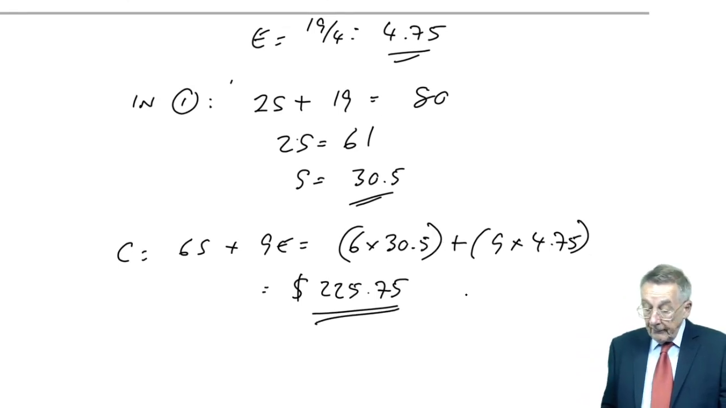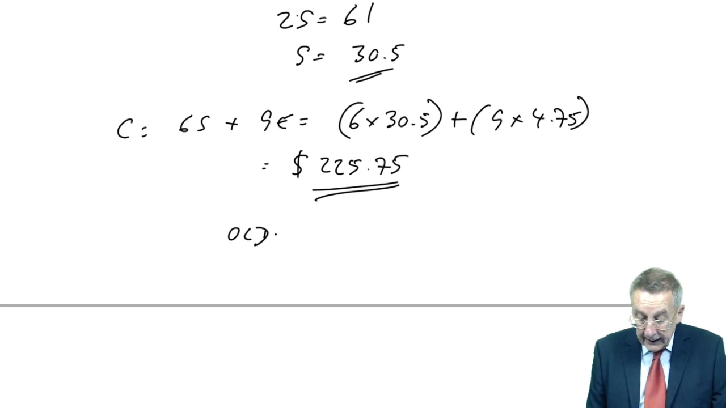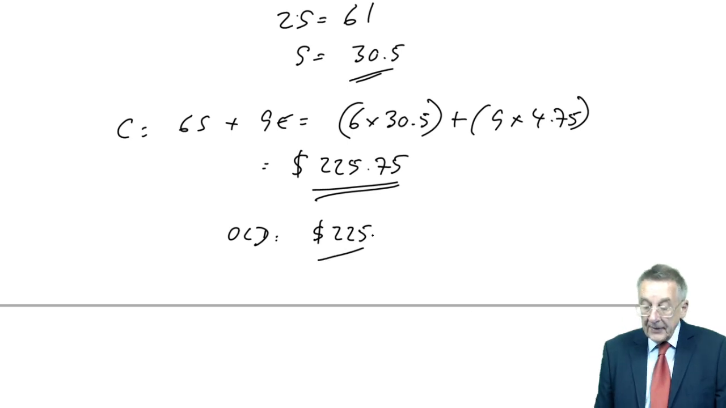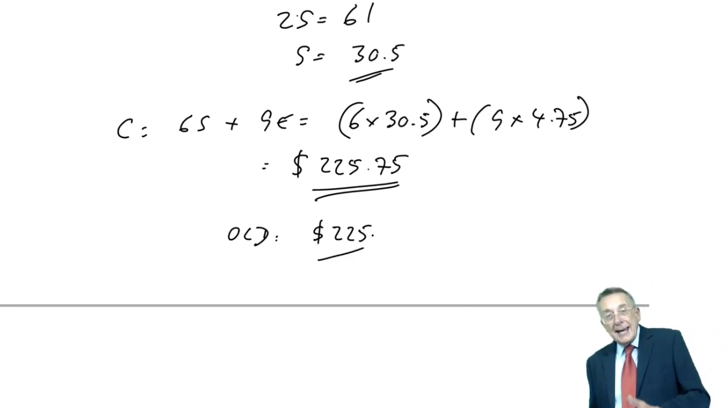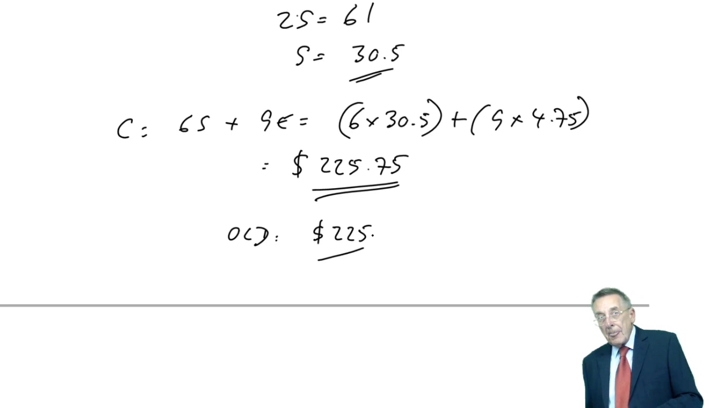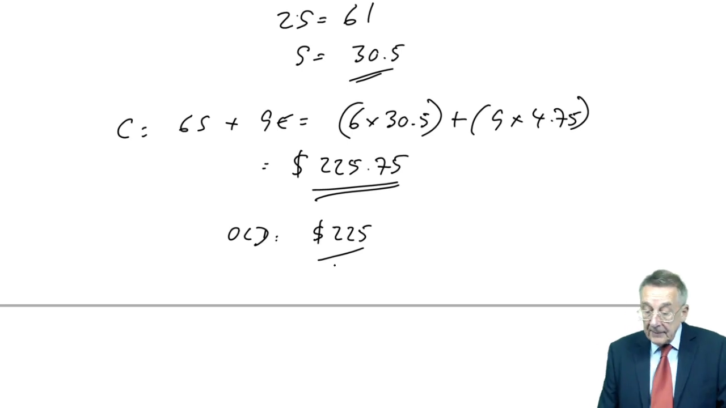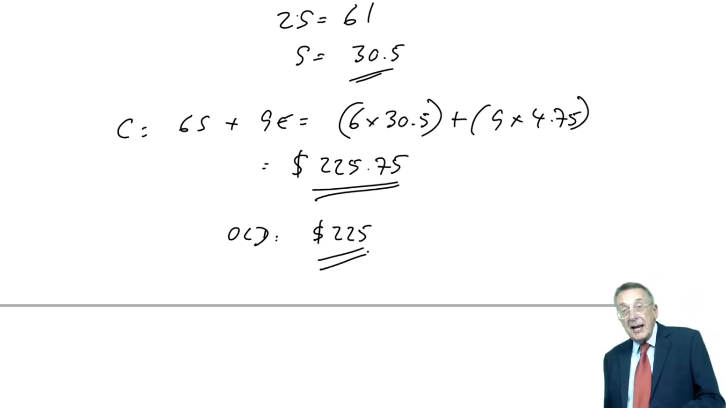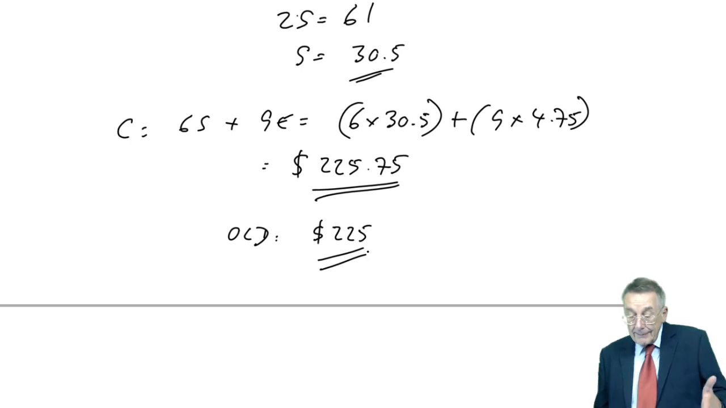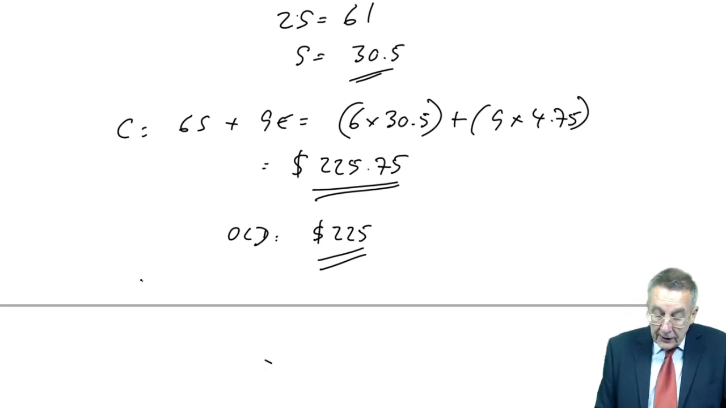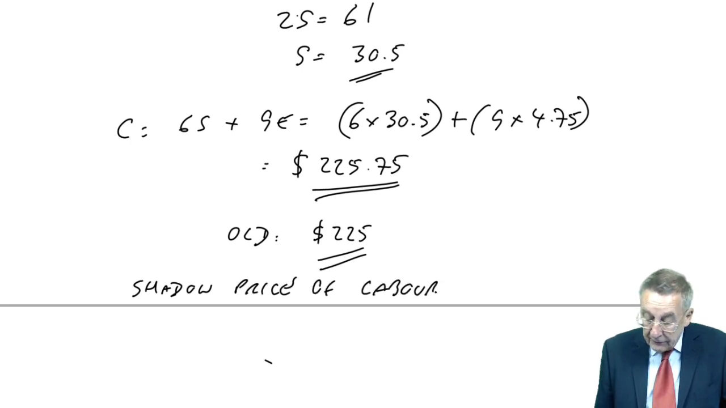And what was it before? I'm not going to wind all the way back. I'm sure I remembered it properly. The old contribution was 225. And so, getting 1 extra hour of labour, if we were paying the same price as currently, it would earn us an extra 75 cents. We're prepared to pay up to an extra 75 cents to be able to get extra hours. The shadow price of labour is the difference between the two, 75 cents.